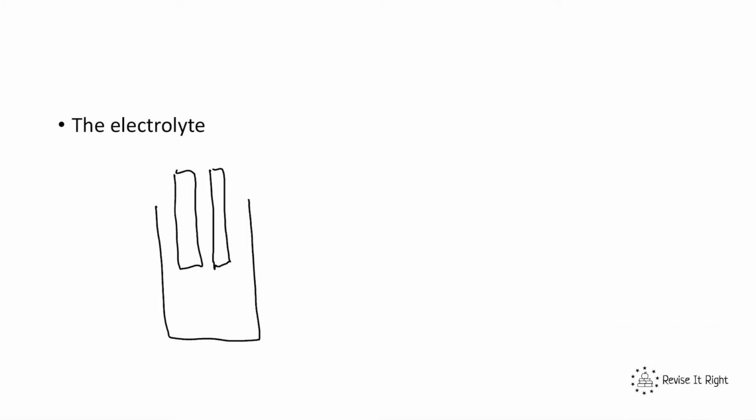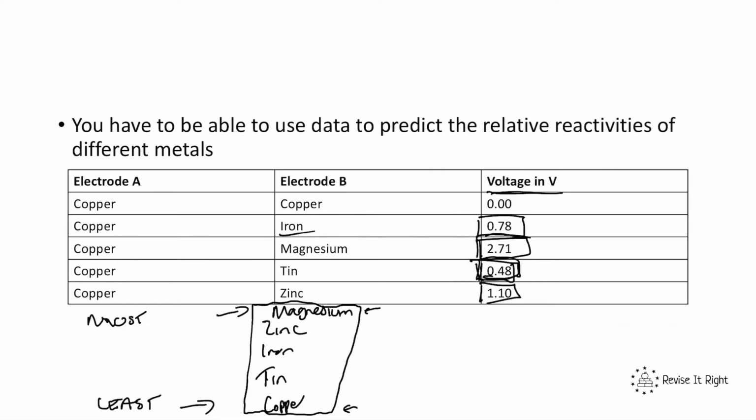Now another factor that affects the voltage is actually the electrolyte. You'll remember that the electrolyte is the liquid that the electrodes are in contact with. This liquid must contain ions and it must be able to conduct electricity. The lower the concentration of the ions, the lower the voltage would be. And in the same way, the higher the concentration of ions, the higher the voltage will be.